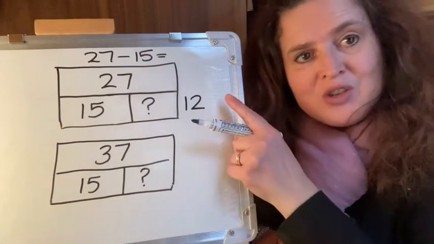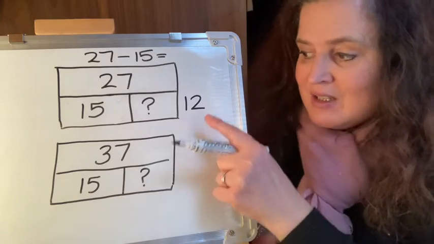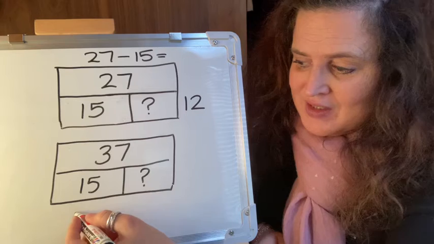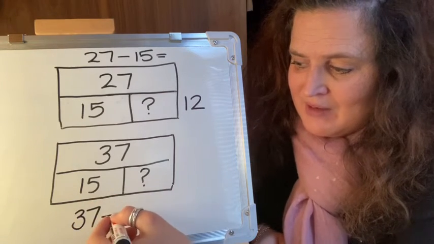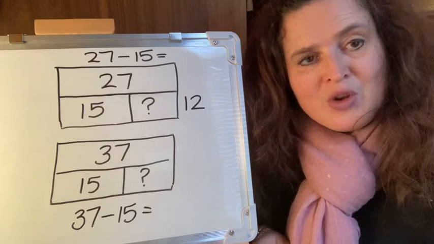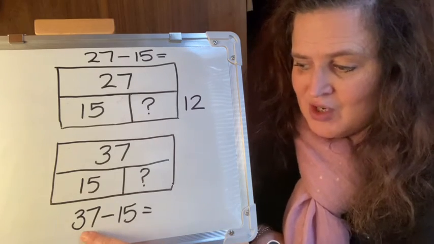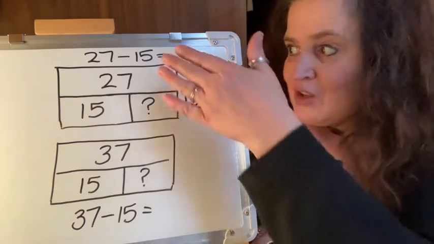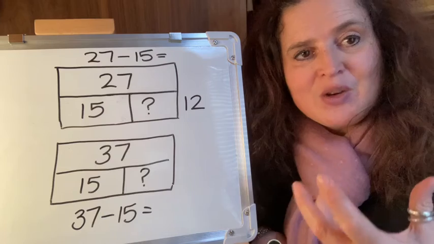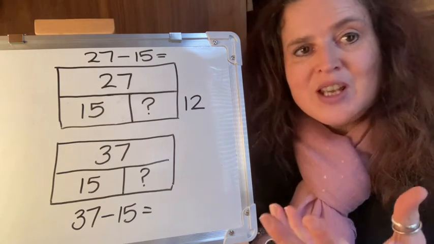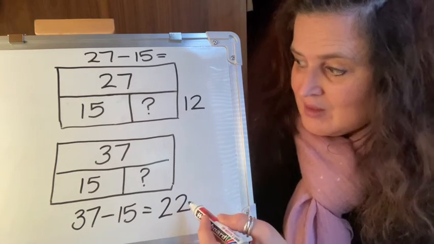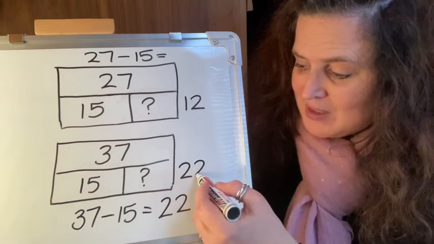So I've worked out that the missing number here would be 12. Now you may have got that answer really quickly, and so for this one, you may have done the same. You may have done 37 take away 15, and you might have gone through the same process. You might have started with 37, and however you did the top one, you'll have done the same to the bottom one. Again, I would have done 37, take away 10 is 27, take away 5 is 22 to get the answer. So the missing number would be 22.